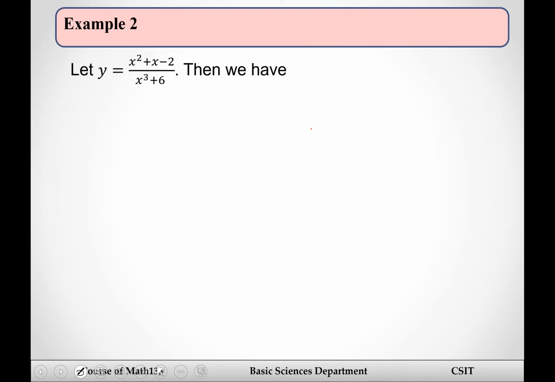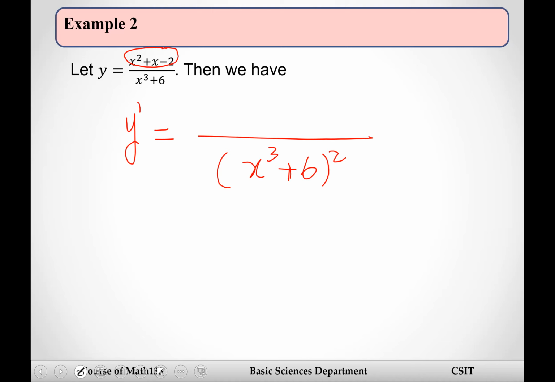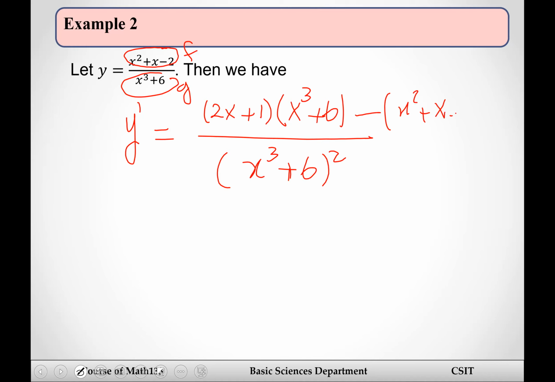So y prime here is equal to, first thing, the denominator squared, (x^3 + 6)^2, and let it like that. Don't expand the denominator. However, in the numerator, this is the function f, this is the function g. So I will start with f prime, okay? f prime is equal to 2x + 1 times the g without derivative. So (x^3 + 6) minus (x^2 + x + 2), that's f, times the derivative of g, which is 3x^2.